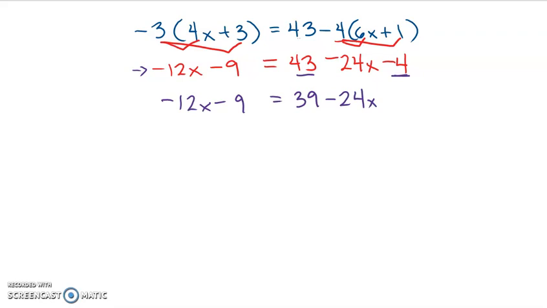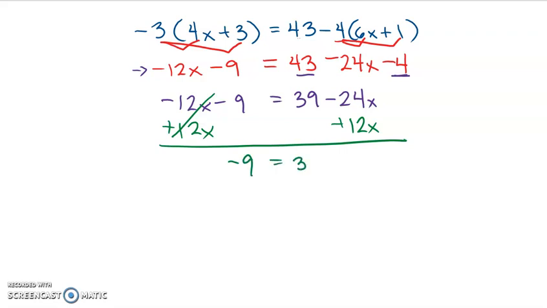The next thing is isolate. Okay, so we want to get the variables on one side and the constants on the other side. And you can do this either way that you want. So I could zero out the negative 12x if I wanted to. So negative 12x plus 12x. Remember, it should equal 0. That's what a zero pair is. So plus 12x over here. So I'm left with negative 9 equals 39. And negative 24x plus 12x is going to be negative 12x.